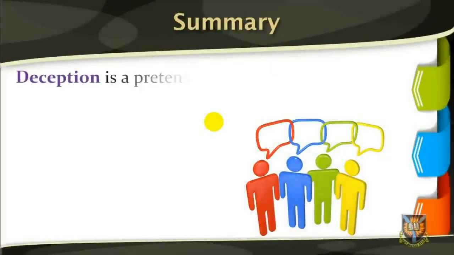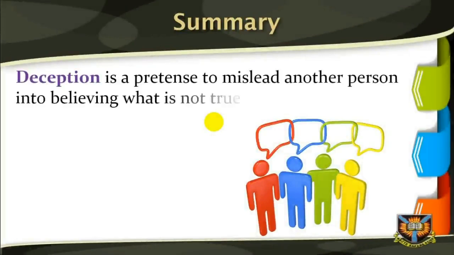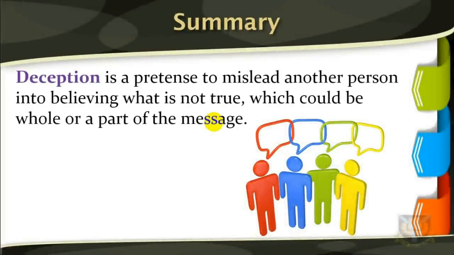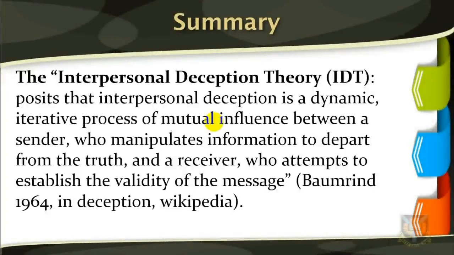Study session summary. Deception is a pretense to mislead another person into believing what is not true, which could be whole or a part of the message. Interpersonal deception theory posits that interpersonal deception is a dynamic interactive process of mutual influence between a sender who manipulates information to depart from the truth and a receiver who attempts to establish the validity of the message. Buller, 1996, in Deception, Wikipedia.